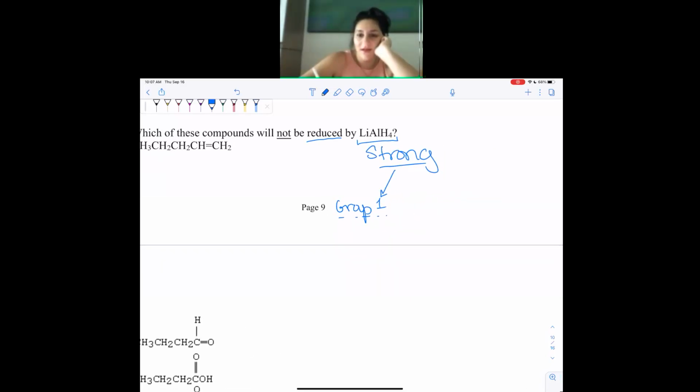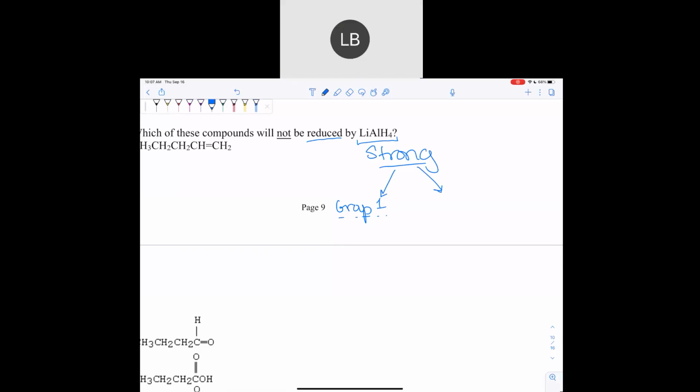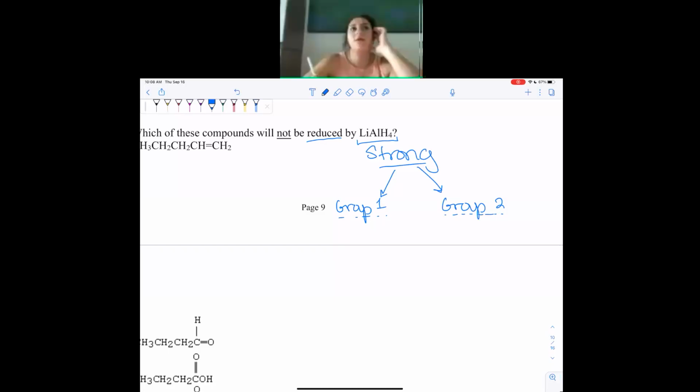I raised my hand. I have a quick question. Oh, okay. Yeah, go for it. Is it fair to say that if something is obviously not a strong oxidizing agent, that it is a strong reduction agent? Or is there like a median in between?